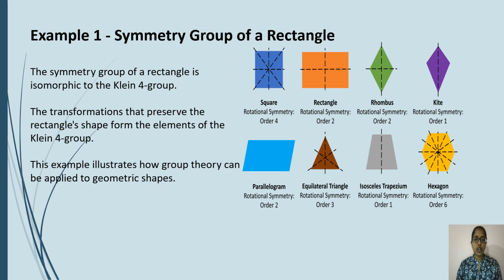Example 1. Symmetry group of a rectangle. The symmetry group of a rectangle is isomorphic to the Klein-4 group. The transformations that preserve the rectangle's shape form the elements of the Klein-4 group. This example illustrates how group theory can be applied to geometric shapes, as you can see in this figure.